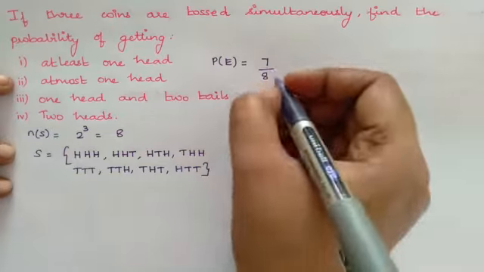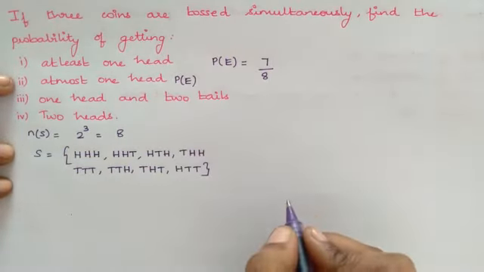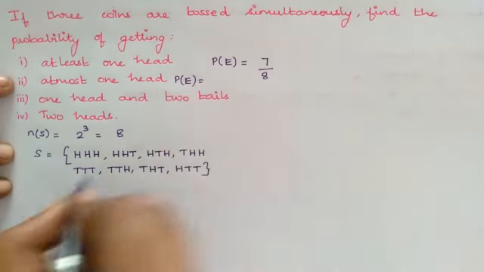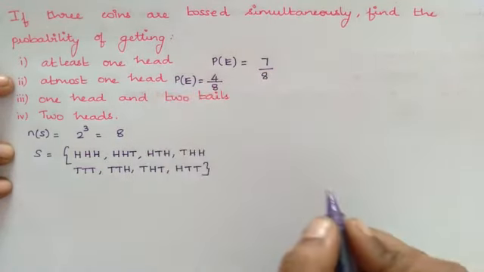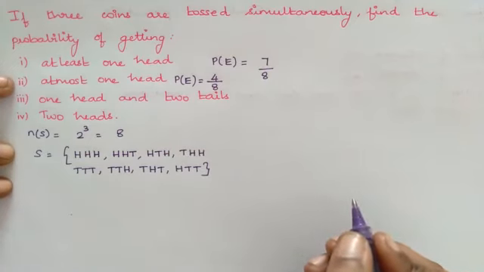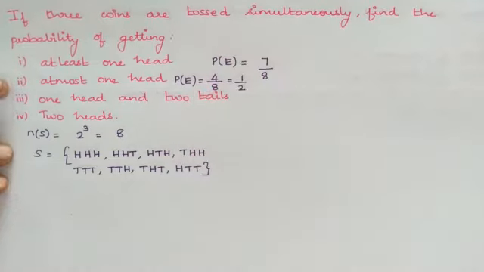So the probability of the event, that is the event of getting at most one head, it is four possibilities we have by 8. Number of favorable outcomes by total number of outcomes, which can be simplified as 1 by 2. That's it. Hope you all understood.